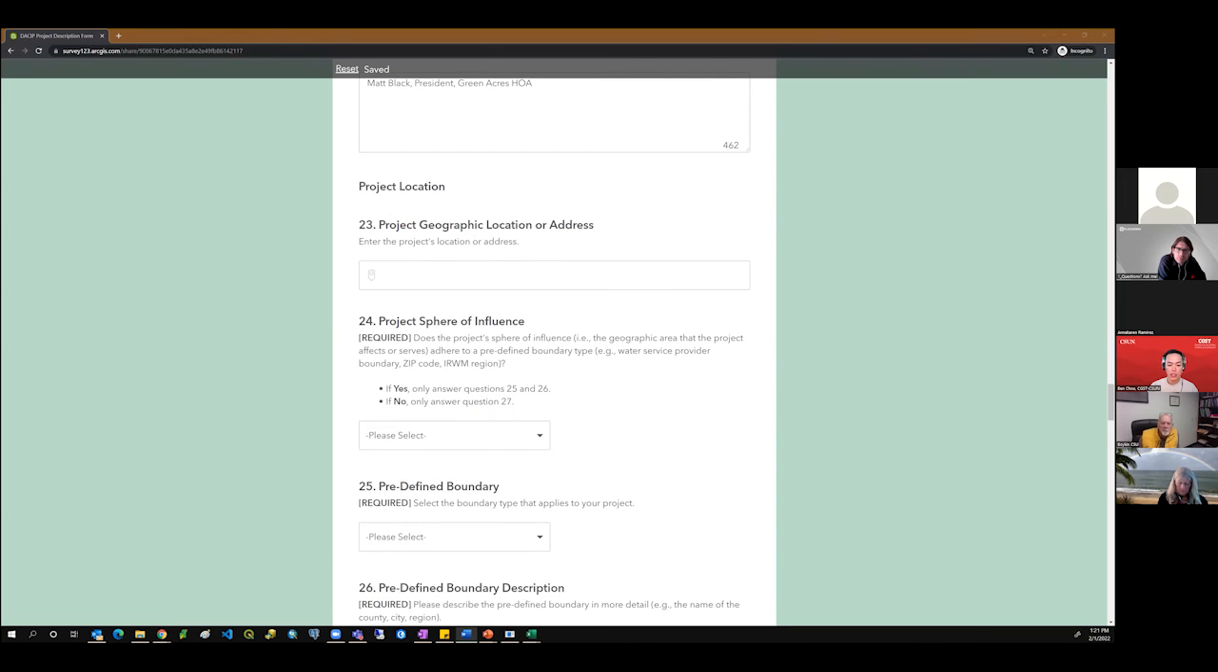The next few questions are about the location of the project. So question 23, you would enter the location or address of the project if applicable, and this may not apply to all project types or concepts. So feel free to leave this blank if there's not a physical address associated with your project. For this example, we're just going to put the intersection where the vacant lot is located. That's going to be converted to a wetland park.